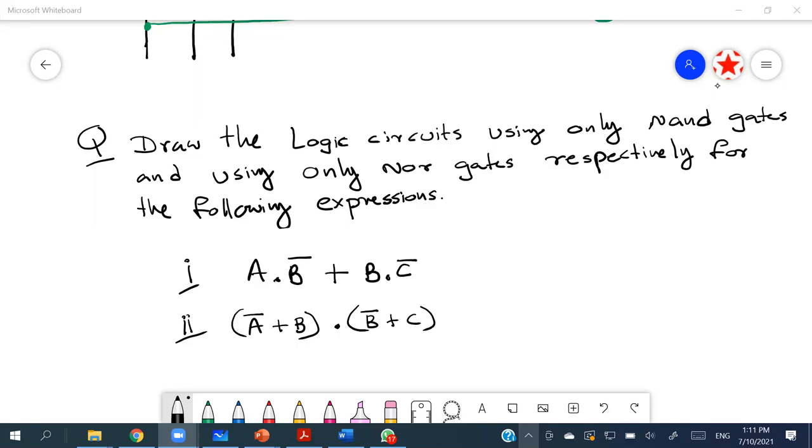I received yours. Let me see. Okay, second one. A plus B. Okay, okay. A bar plus B. Right, okay.